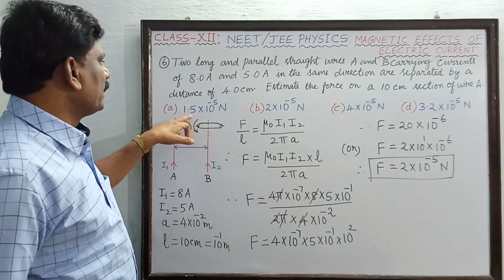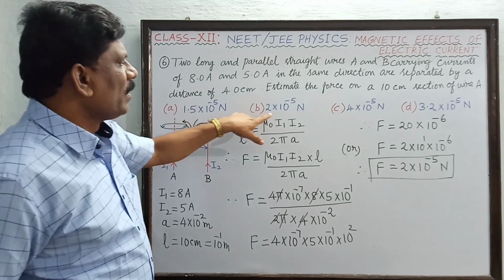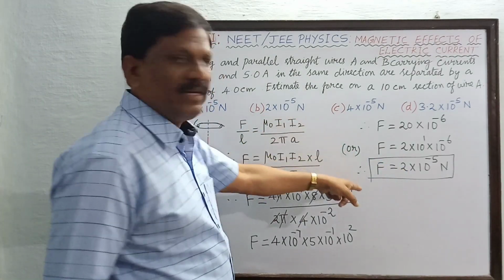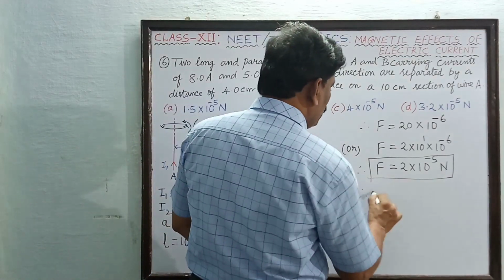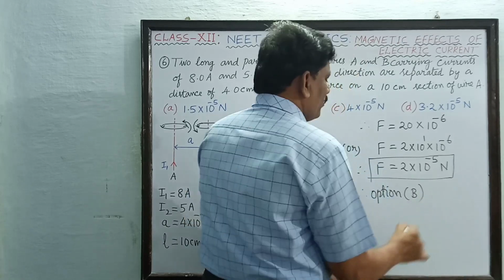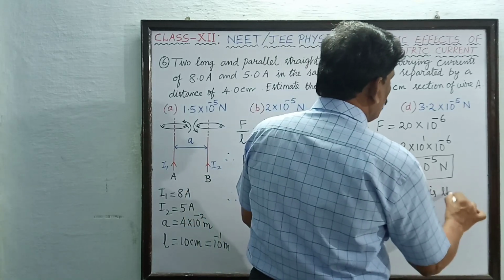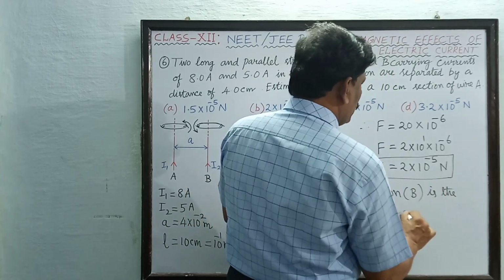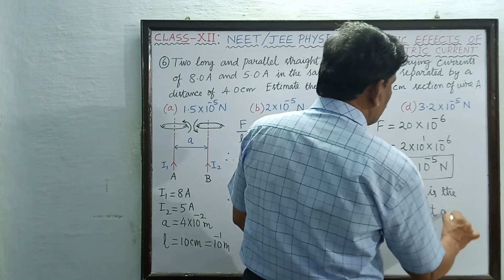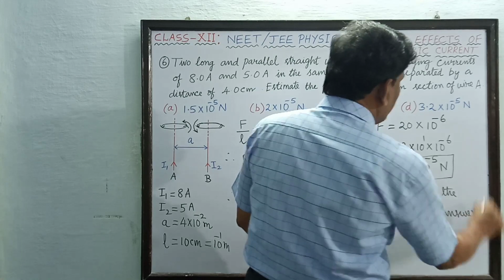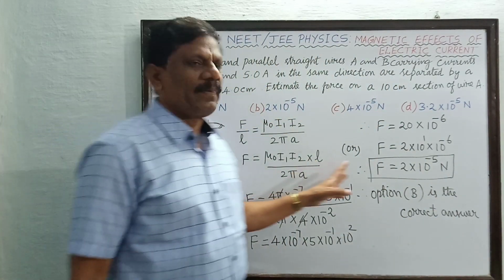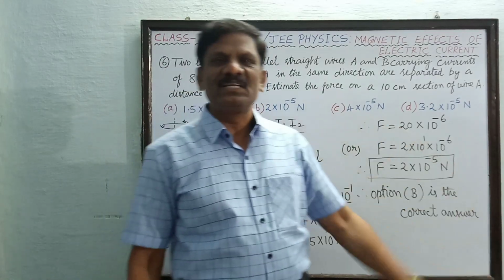So which is the correct option? Option A is wrong. Option B is found to be correct, 2 into 10 power minus 5 Newton. Therefore, force is equal to 2 into 10 to the power of minus 5 Newton. This is option B. Therefore, option B is the correct answer. Okay, have you all understood? I hope you must have understood well. Fine.